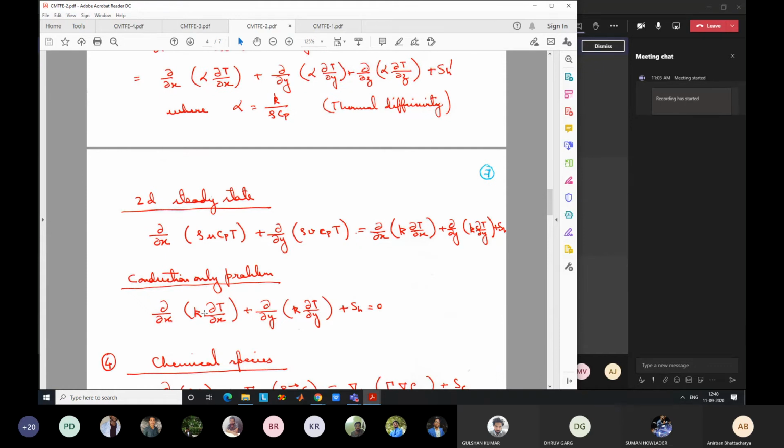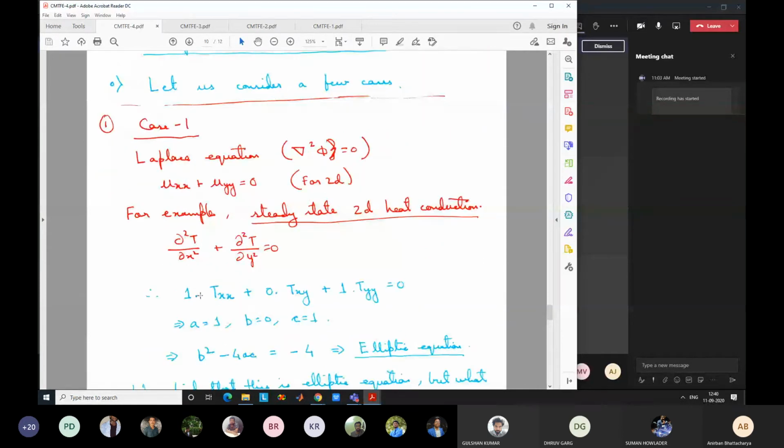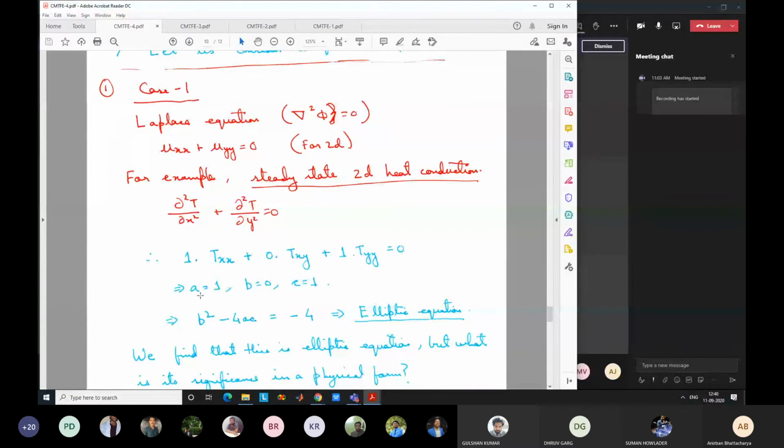If k is constant, you can take out the k. The source term is also 0. So del square T by del x square plus del square T by del y square equal to 0. You already know this, I'm just repeating. So Laplacian of T is 0. This is our steady state 2D heat conduction. This is a well-known elliptic equation.